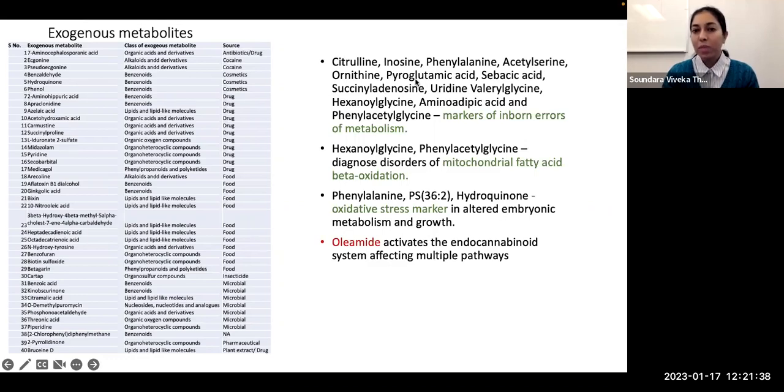Interestingly, many of the differential metabolites that we saw in our study are also markers of inborn errors of metabolism. And two of them are in fact used in the clinical diagnosis of disorders of fatty acid beta oxidation. We also found two markers which are indicative of oxidative stress to be upregulated in the biosolids group of animals, which shows an altered embryonic metabolism and growth.